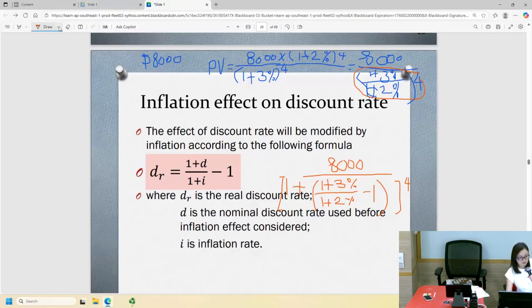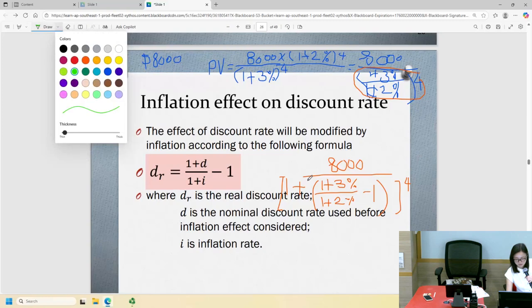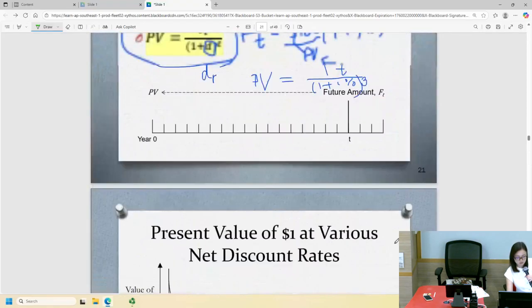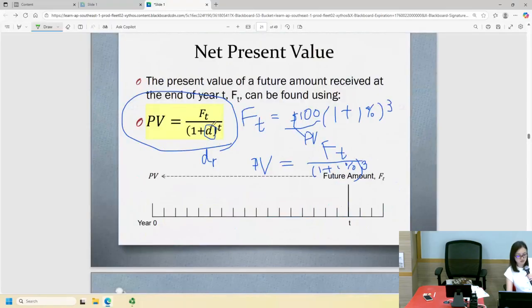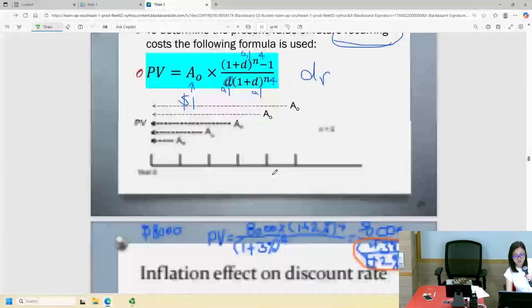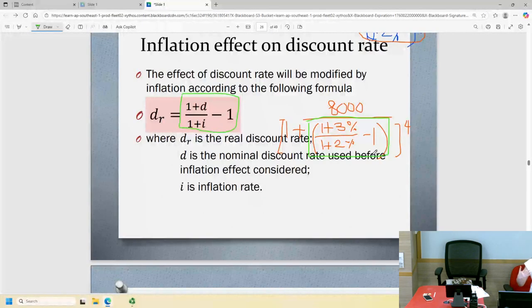Then this part would be the real discount rate. So if we compare this equation with this equation that we have seen earlier, then this D would be this part. So this would be the real discount rate that has taken the inflation into account. So this 3 would be D, the discount rate, and this 2 would be I, the inflation.